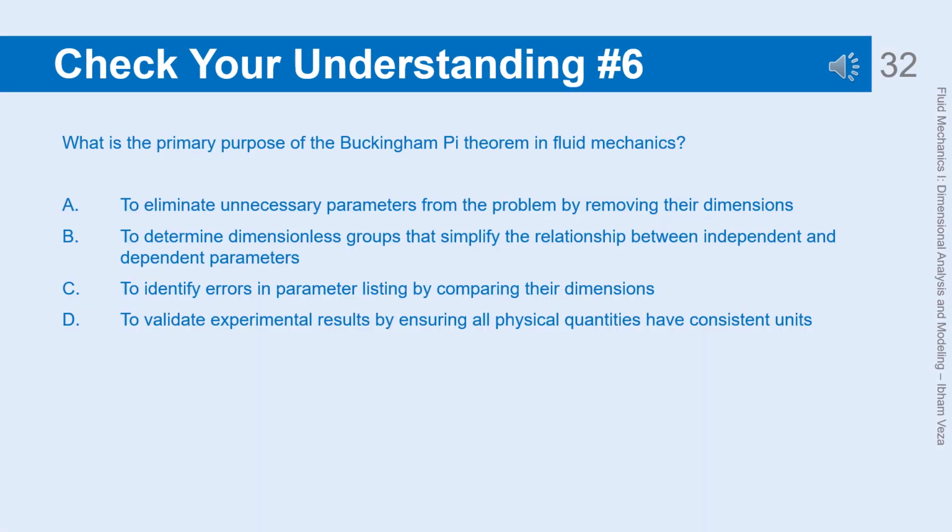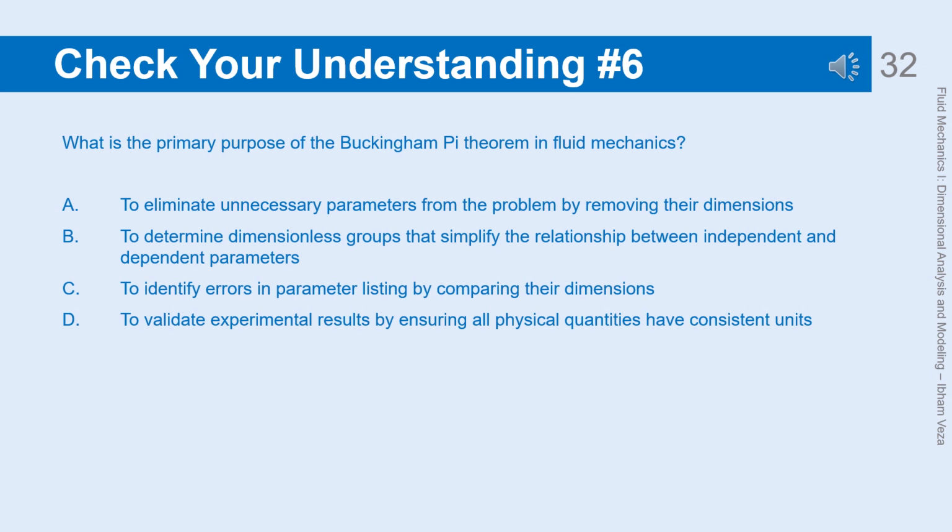Check your understanding number 6. What is the primary purpose of the Buckingham pi theorem in fluid mechanics? B. To determine dimensionless groups that simplify the relationship between independent and dependent parameters.